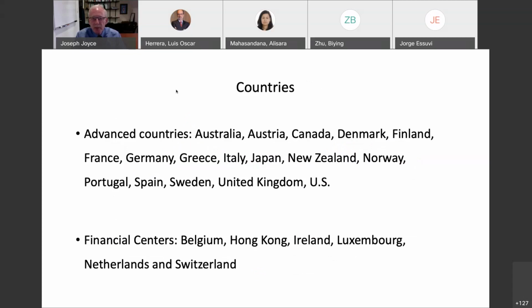Going to differentiate between advanced countries, and there you have a group of them, no surprises there, and some financial centers. Again, I don't think any surprise when you see the list of countries. But what I want to do is to show you for each group of countries the difference between the FDI equity income I mentioned at the beginning and the interest income. So let's start with the advanced economies.